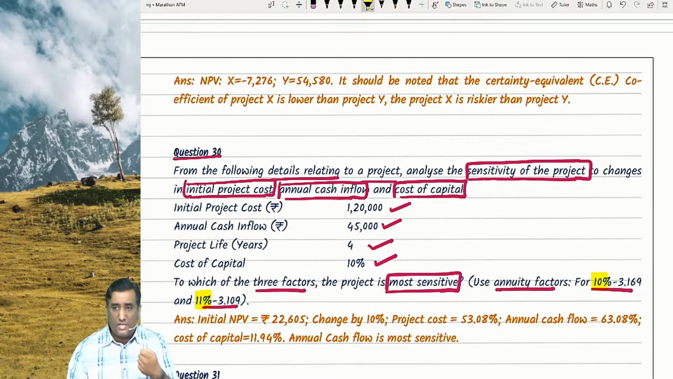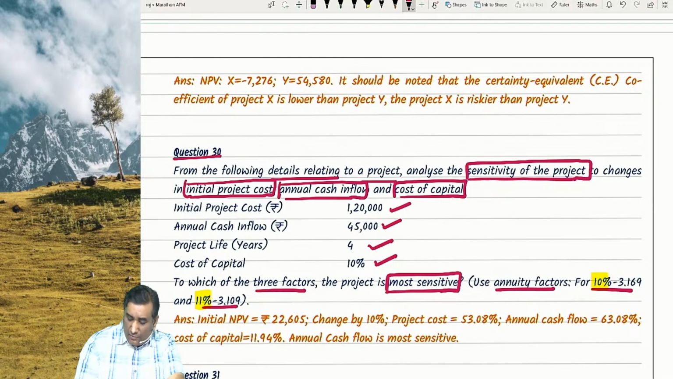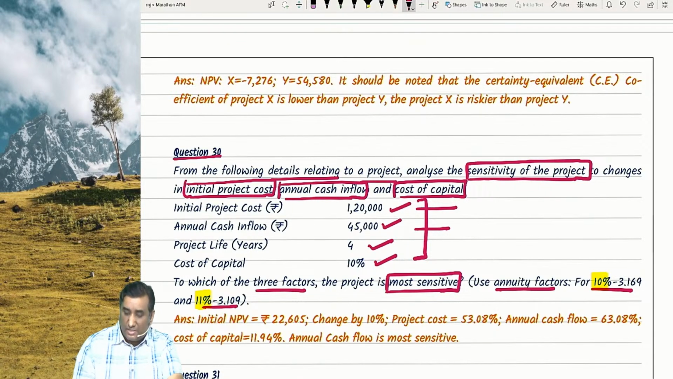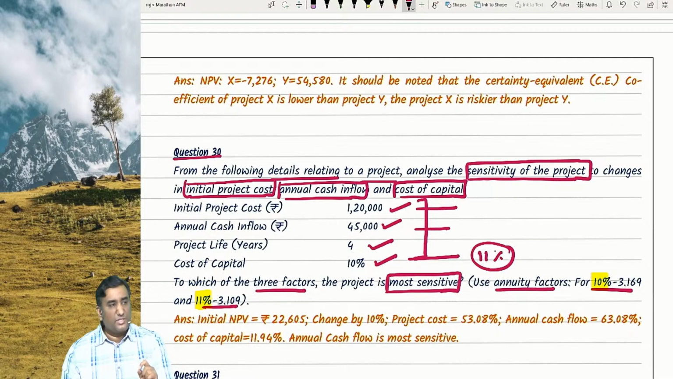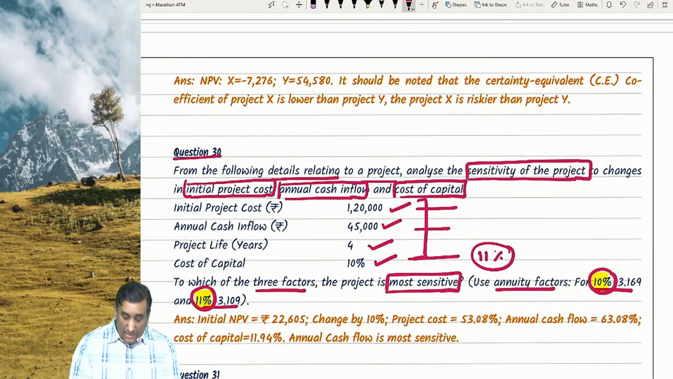It is not a necessity, but that is giving a hint that first you calculate normal NPV, then initial project cost increase by 10%, annual inflow decrease by 10%, and cost of capital instead of 10% take at 11%. So once again, this is giving a hint that if you are standing at 10 and it is becoming 11, it's as good as a 10% change you have to assume, and that to be adverse. So why adverse? Because if the interest rate is changing from 10 to 11%, percentage impact on percentage is 10%. So steps would be, let's calculate the normal NPV.